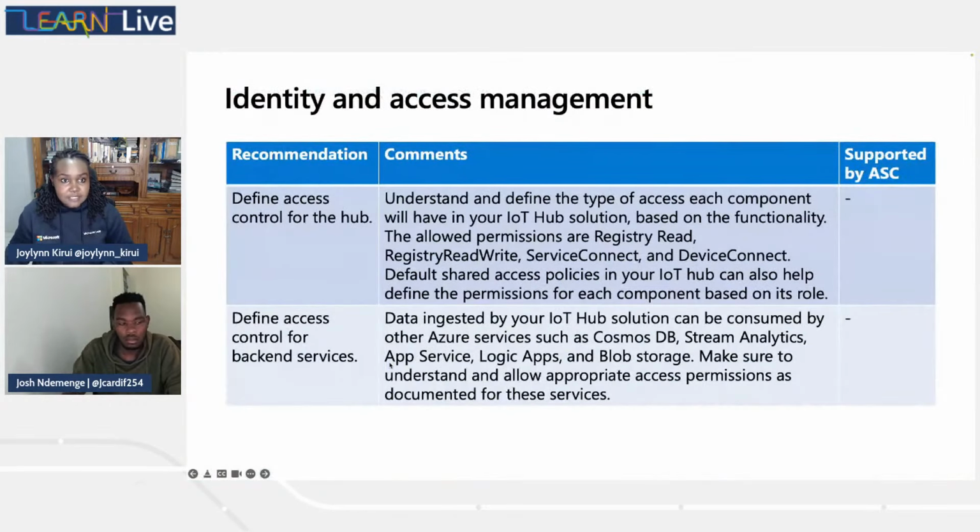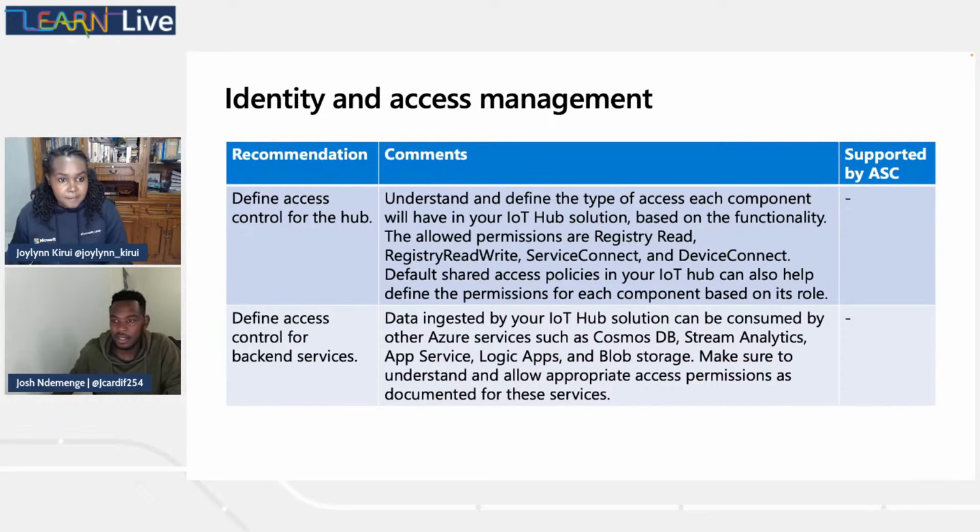Going on next. Apart from the general recommendations, we also have identity and access management. Under identity and access management, the first one is defining access control for the hub. So we have allowed permissions such as registry read, registry write, service connect, and device connect. Josh, maybe you can show us how to define access control for the IoT hub.